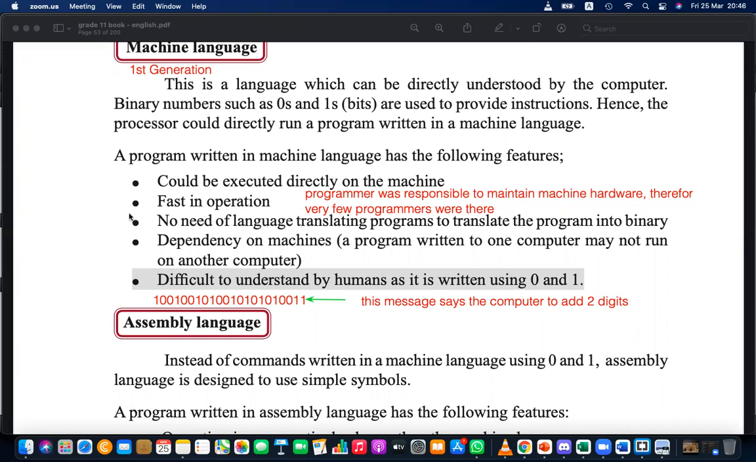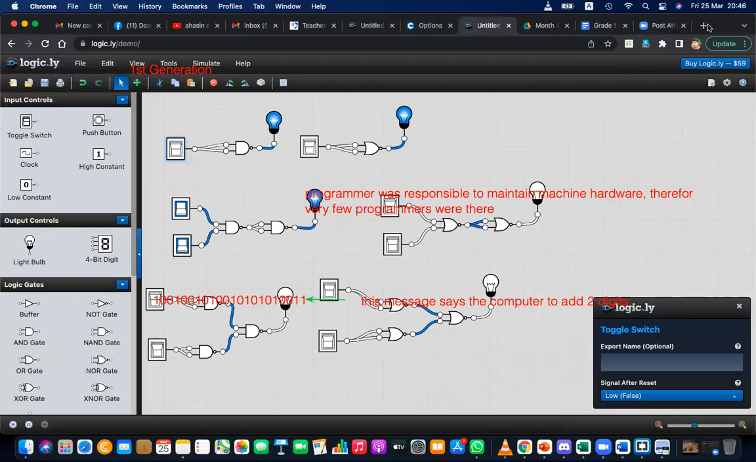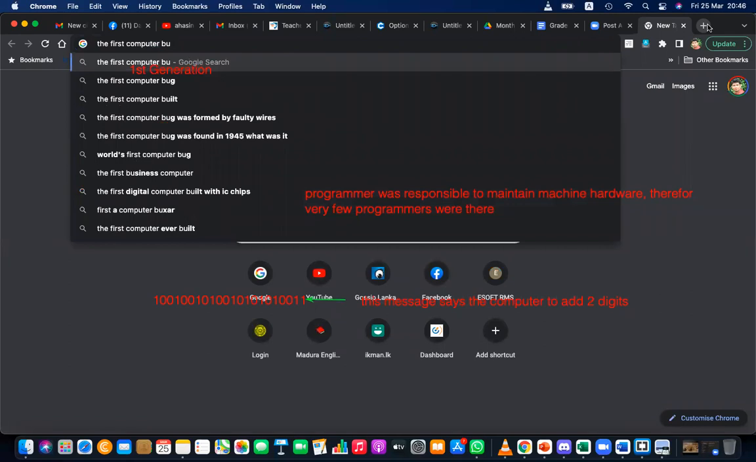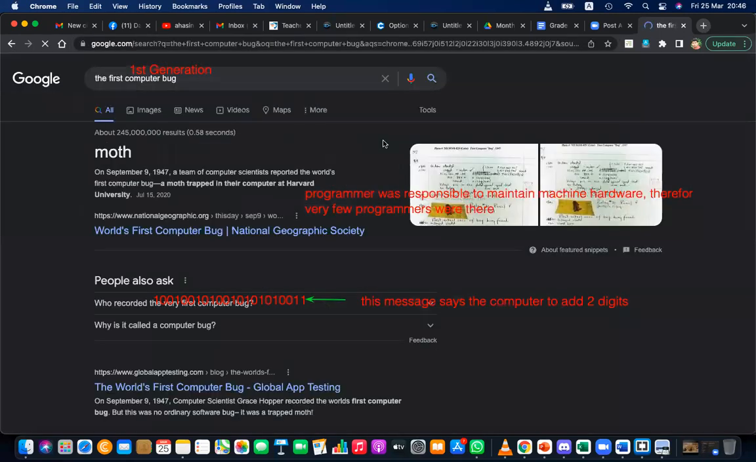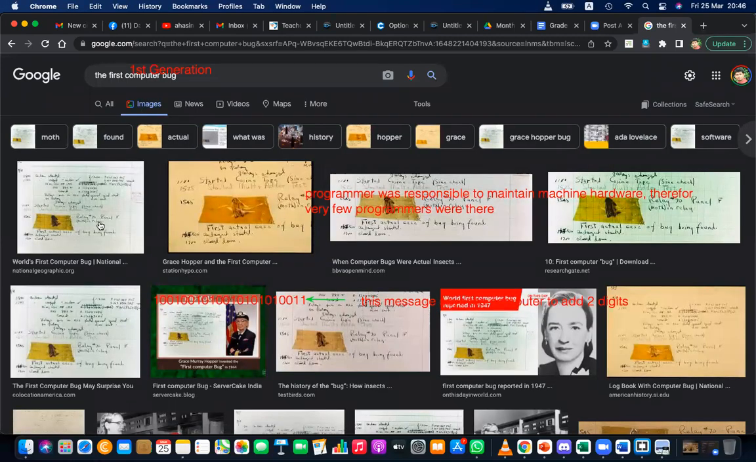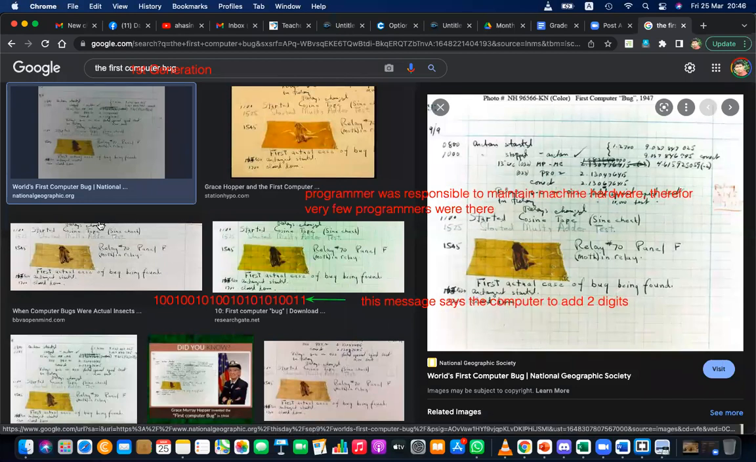Okay, I'll show you because this is something interesting. I have actually explained this before even. The first computer bug was discovered by a programmer. Bug means an error. This programmer wrote a program, and after he wrote it, the machine went off. It was not functioning. This is in 1947. The programmer needed to fix that.